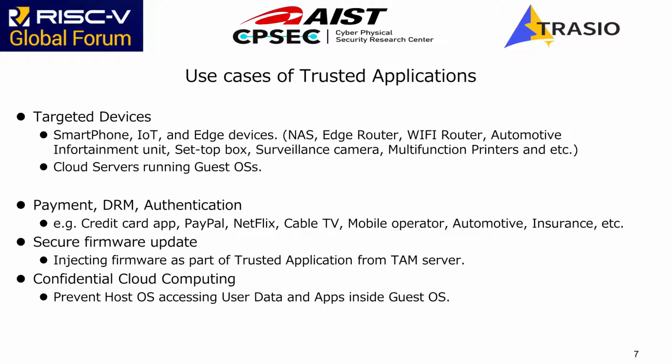product is network attached storage, NAS, which many people use as backup storage at home. Also edge routers, Wi-Fi routers, automotive infotainment units like what Tesla has in its dashboard, cable TV set-top boxes, surveillance cameras, multifunction printers, and all that. The common feature of all those devices is that they need calibration and handle critical applications on their own device, not everything in the data center.